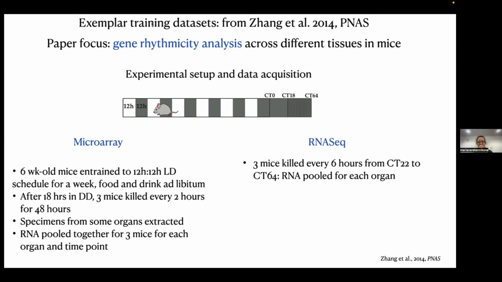So for example, the first data set we looked at was this Zhang et al. training data set on mice. The mice were entrained to a specific light dark cycle, being fed ad libitum, freely. And we got data every 2 hours for microarray, and for RNA-seq, the data that we have is every 6 hours around the clock for 2 days.